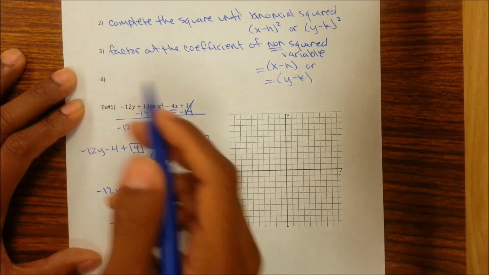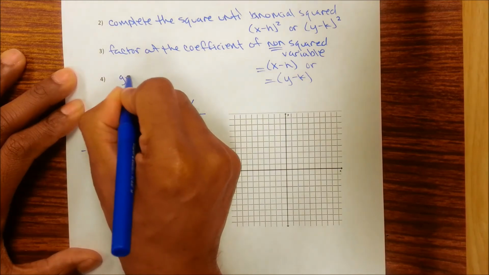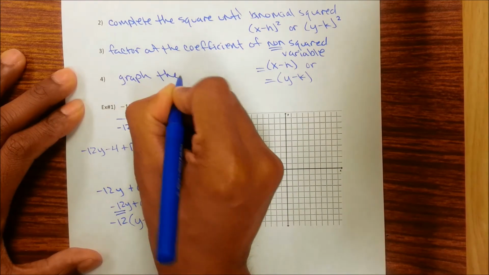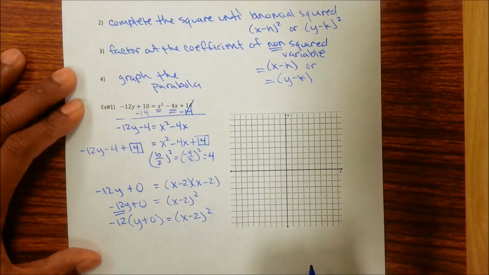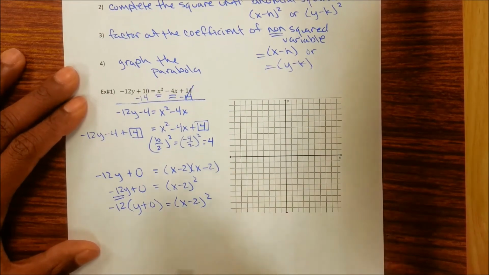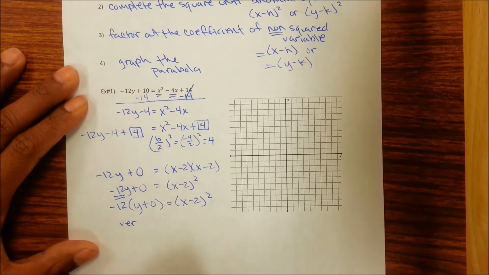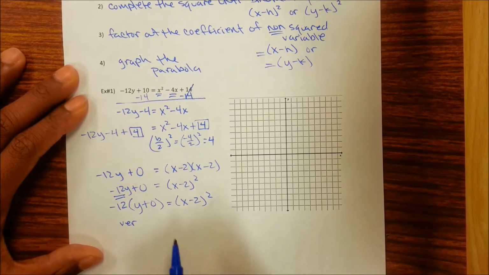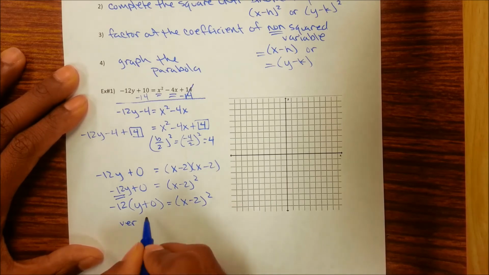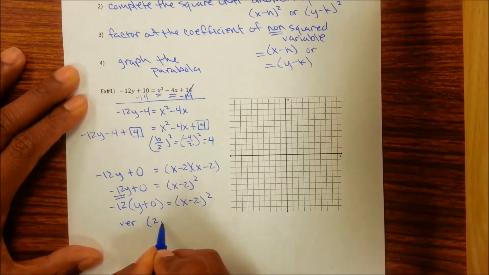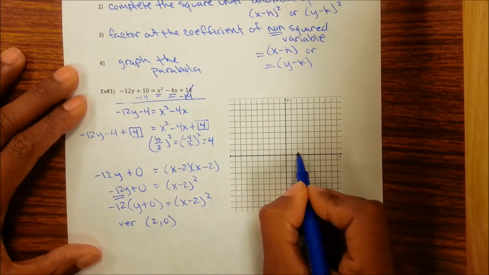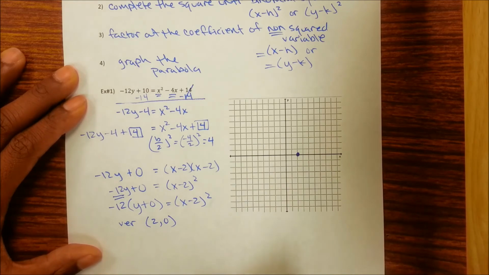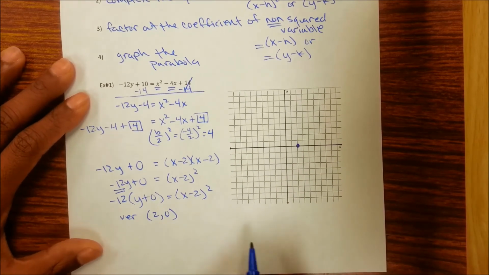So with this standard form, the final guideline is to graph the parabola. From here, let's get our vertex. Remember, vertex is h comma k, and you always take the opposite. H is always with the x, k is always with the y. So in this case, our vertex is positive 2 comma 0. So let's put that down. 1, 2 comma 0.